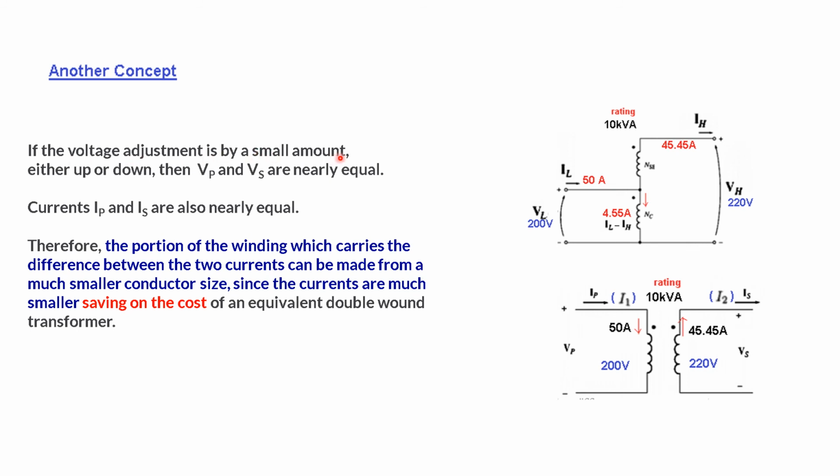If the voltage adjustment is by a small amount, either up or down, Vp and Vs are nearly equal. The currents Ip and Is are also nearly equal. Therefore, the portion of the winding which carries the difference between the two currents, so this portion of the winding, can be made from a much smaller conductor size, since the currents are much smaller, saving the cost. So one, we are getting the power advantage, and the other, we are saving the cost if we construct it this way, instead of just adding the two terminals of a normal transformer. So this is one advantage of the auto transformer.